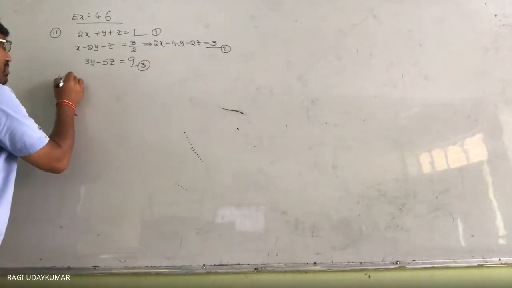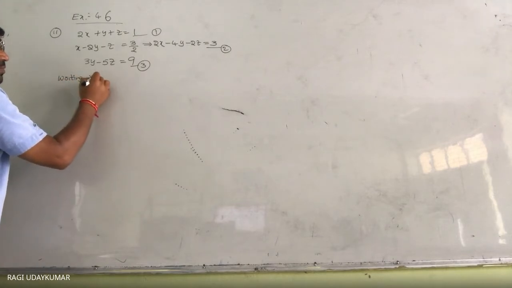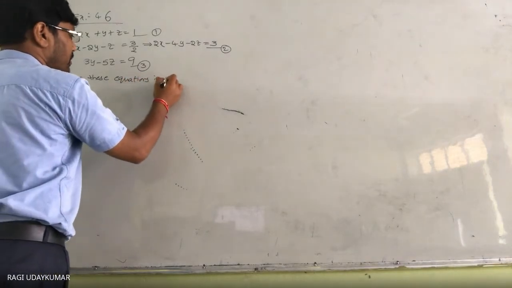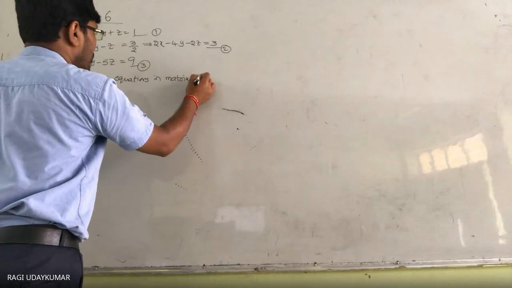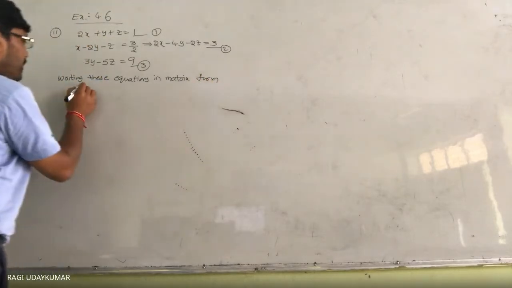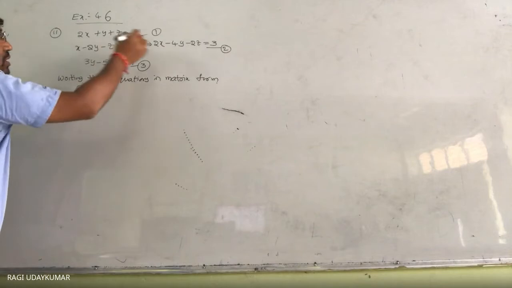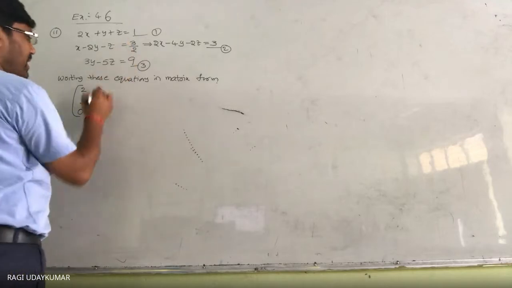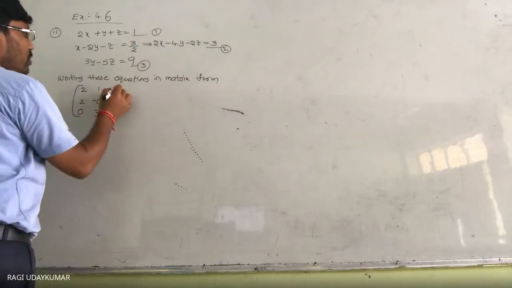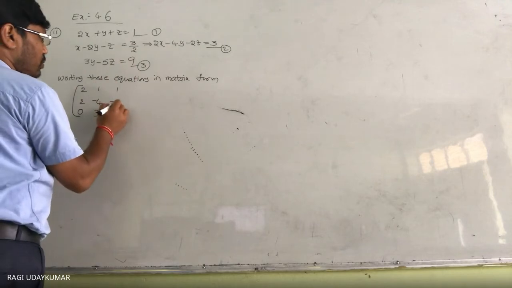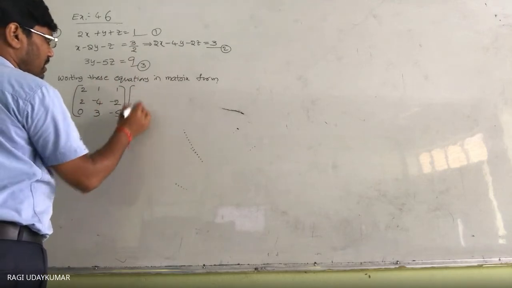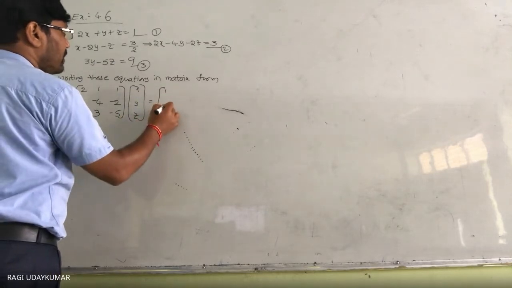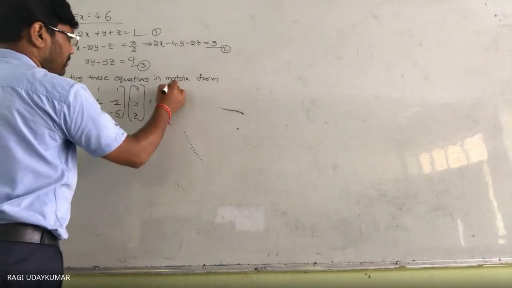This is equation number 1, this is equation number 2, this is equation number 3. Writing these equations in matrix form, what do we get here? The x coefficients are 2, 2, and here x is not there, so 0. The y coefficients are 1, minus 4, 3. The z coefficients are 1, minus 2, minus 5. This is the coefficient matrix. This is the variable matrix. And 1, 3, and 9.